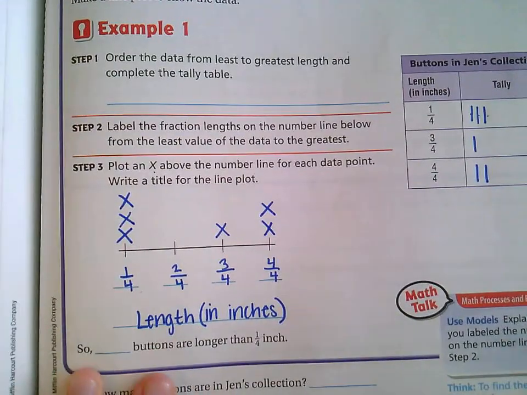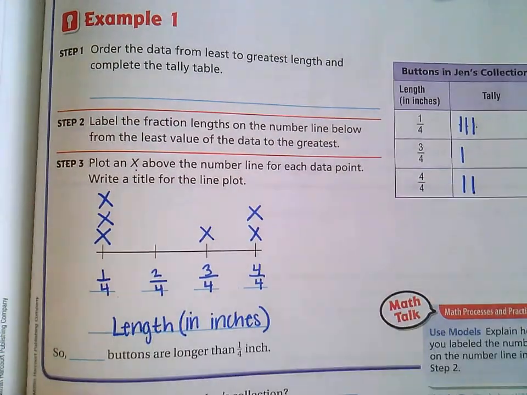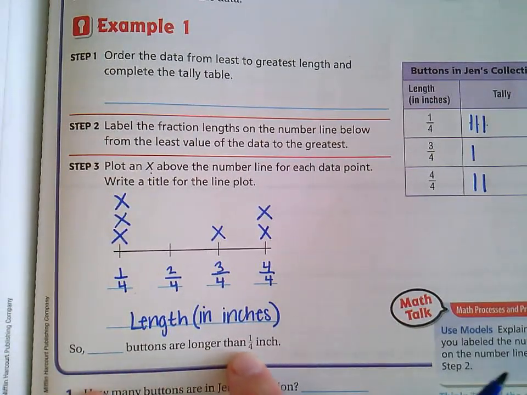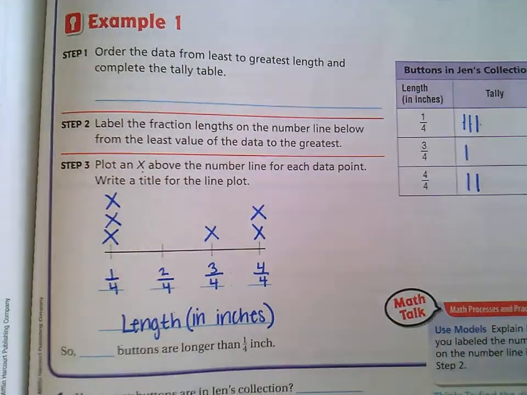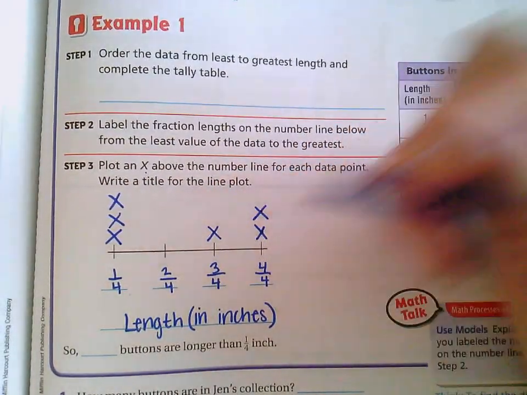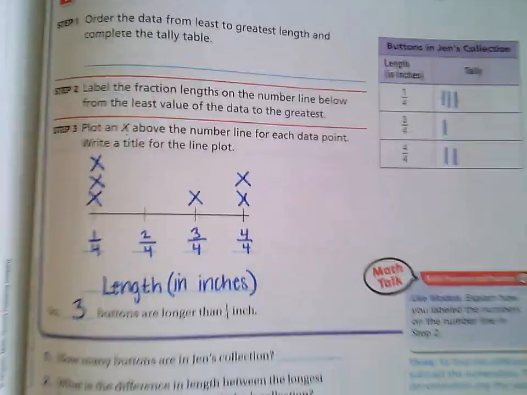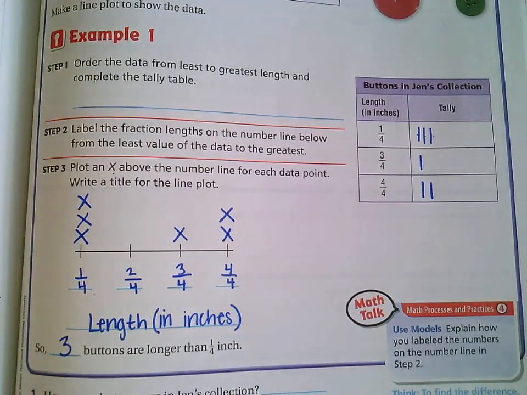Okay, let's go back to my original question, or what I'm trying to find in this problem. It says, so blank buttons are longer than 1/4 inch. How many buttons are longer than 1/4 inch? Well, I can count and say 1, 2, 3. So 3 buttons are longer than 1/4 inch. And that is how we do the line plot for this first problem.